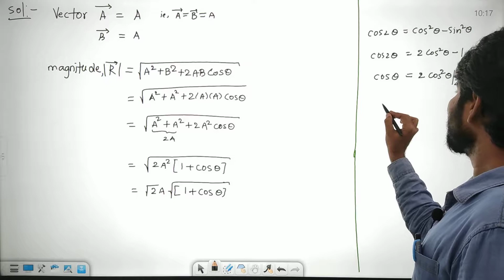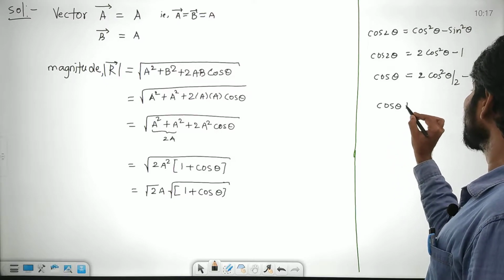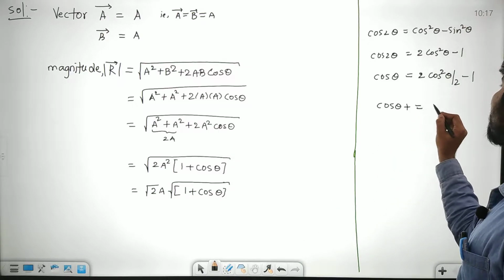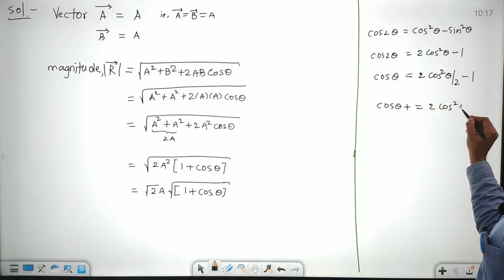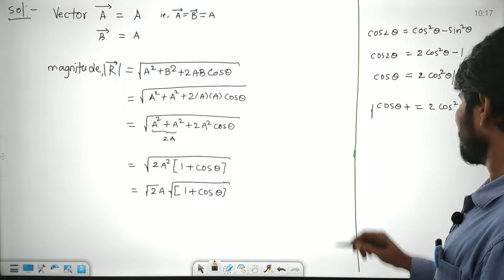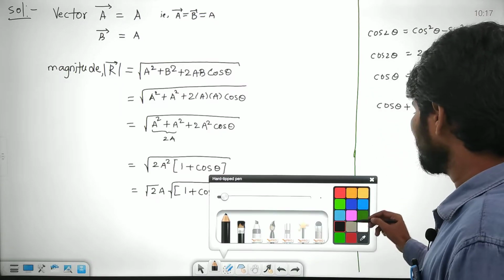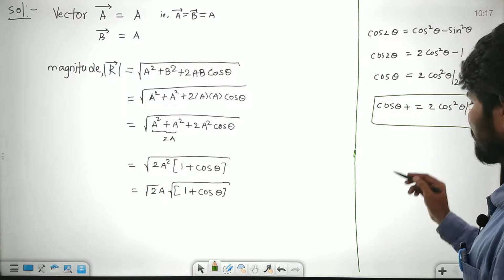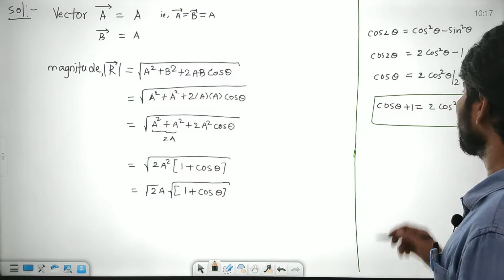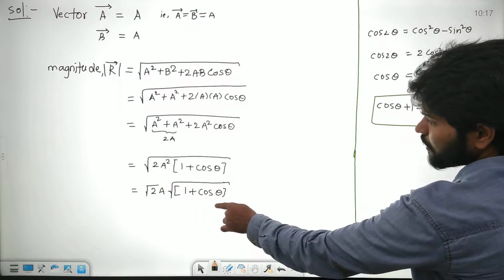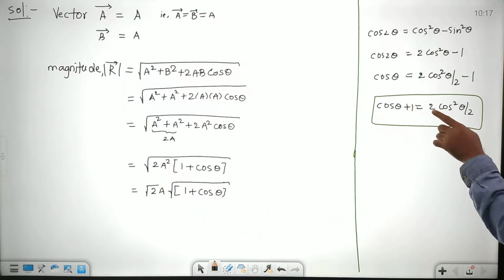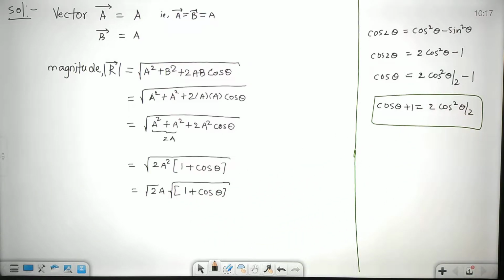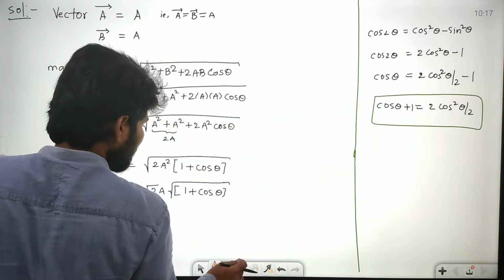Let's come to the discussion: cos theta plus 1 equals 2 cos square theta by 2. Okay? See here, we got the formula: 1 plus cos theta. In the place of 1 plus cos theta, I am going to write 2 cos square theta by 2.